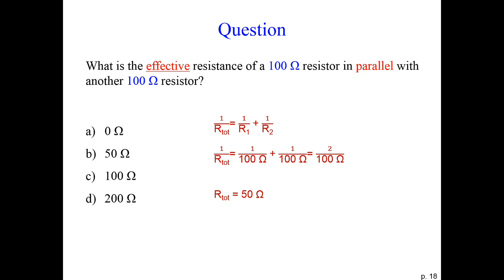Notice that when you have two places for your current to flow through, the effective resistance decreases. So in the case of resistors in parallel, the resistance will decrease, and then if the resistors are in series, then the resistance will increase.